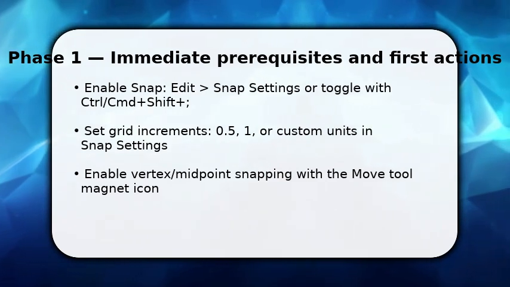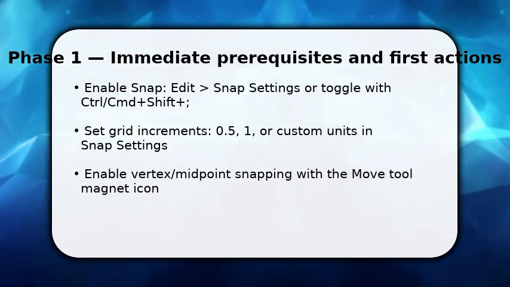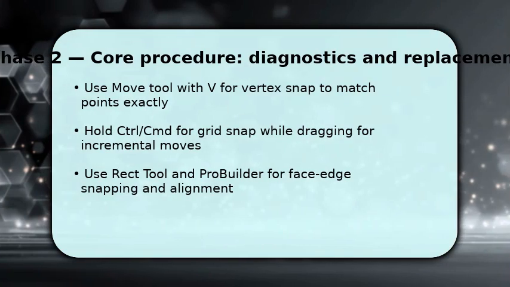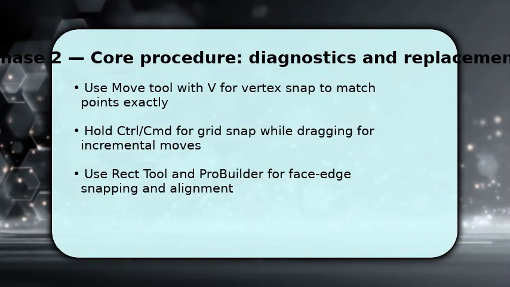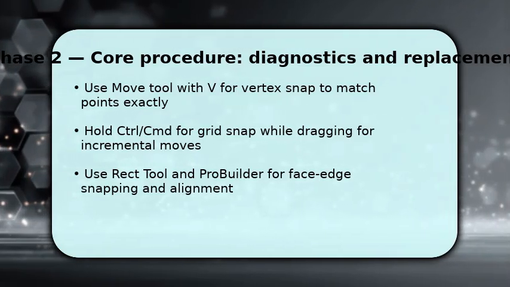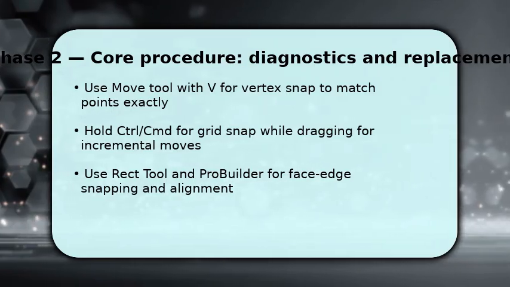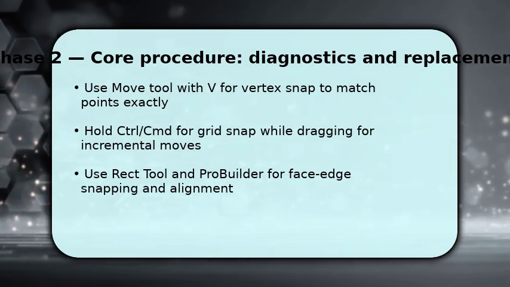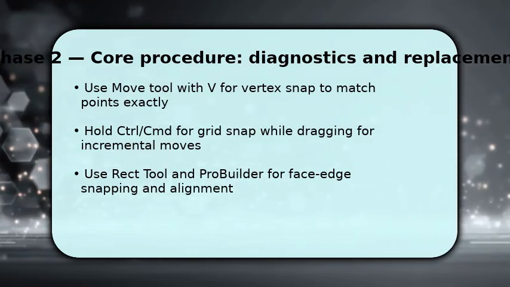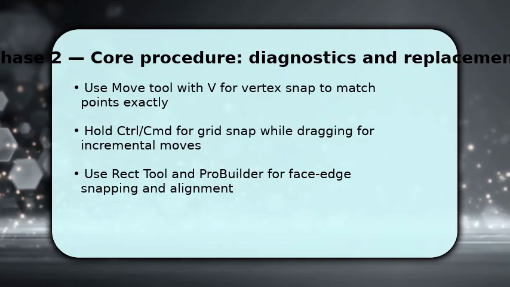Next, you execute precise snaps using dedicated shortcuts and tools. Press and hold V to engage vertex snap, then drag the vertex to another mesh point. This aligns geometry exactly. Hold Ctrl or CMD while dragging with the Move tool to force grid increments, which helps maintain consistent spacing. For planes and faces, use the Rect tool or Pro Builder. They offer face and edge snapping modes.